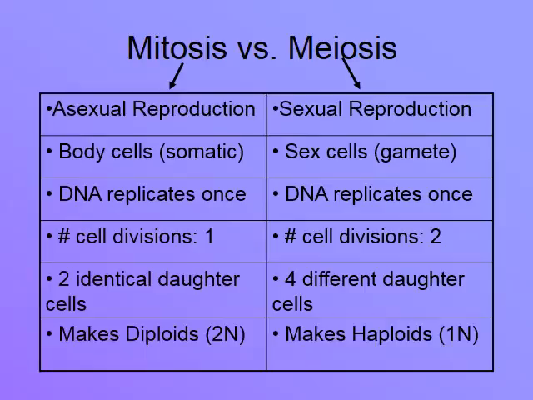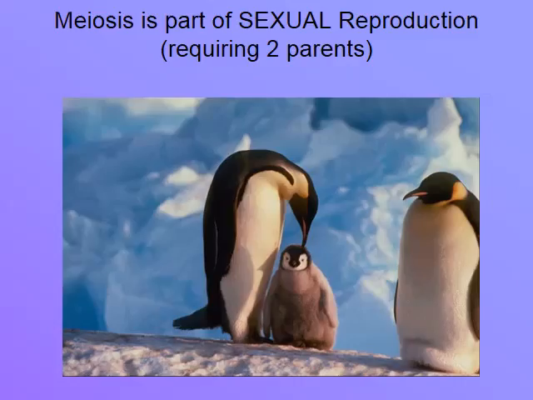At the end of mitosis, we have two identical daughter cells, whereas in meiosis we have four different daughter cells, each one containing a unique set of genetic information. In mitosis, they create diploid cells, which have the condition 2N. Whereas in meiosis, we create haploid cells which have the condition N, like we discussed a couple of slides back. Meiosis is part of sexual reproduction, requiring two parents, much like Happy Feet down here.